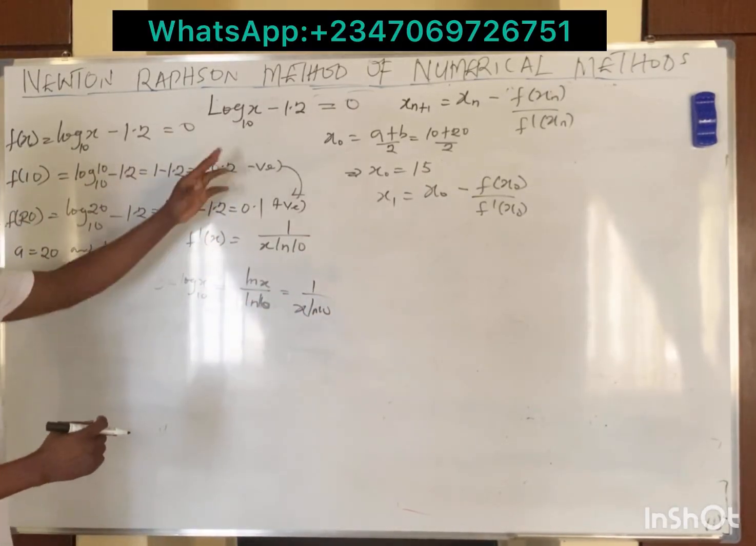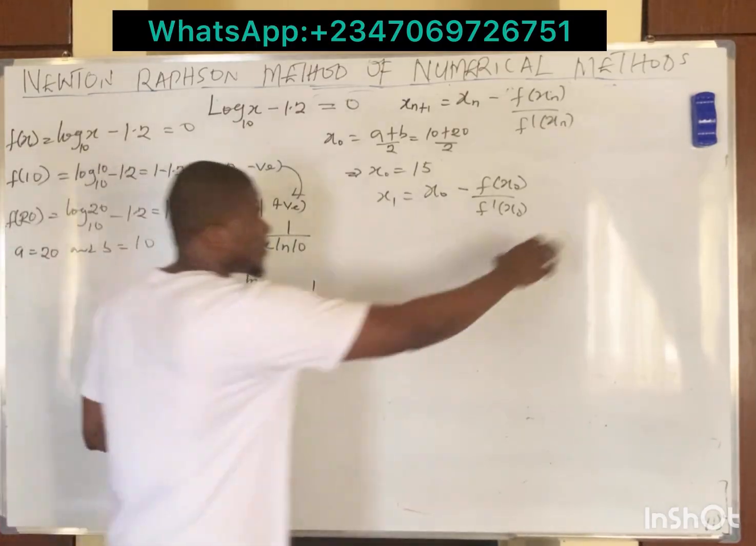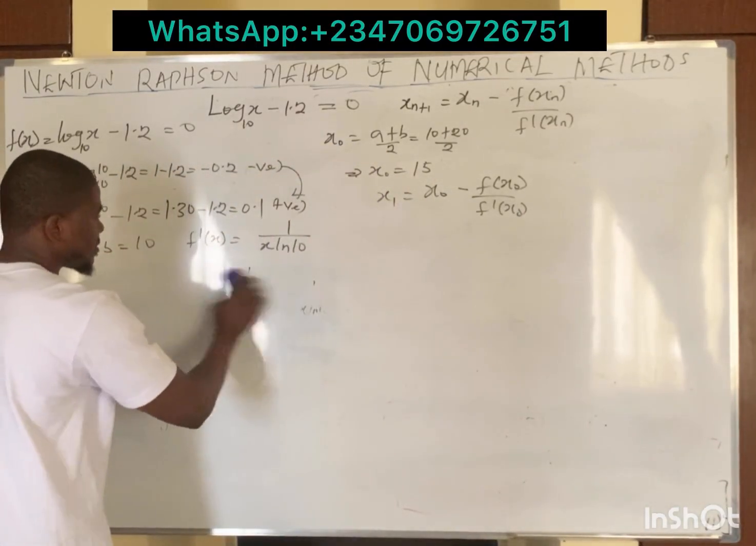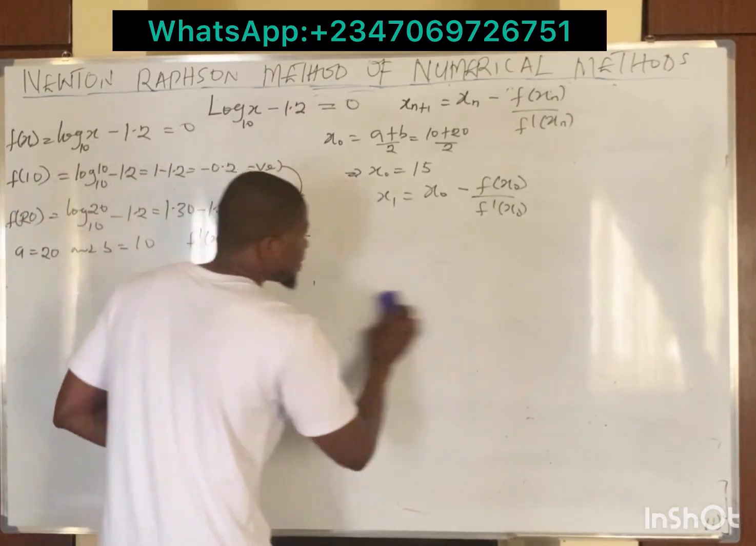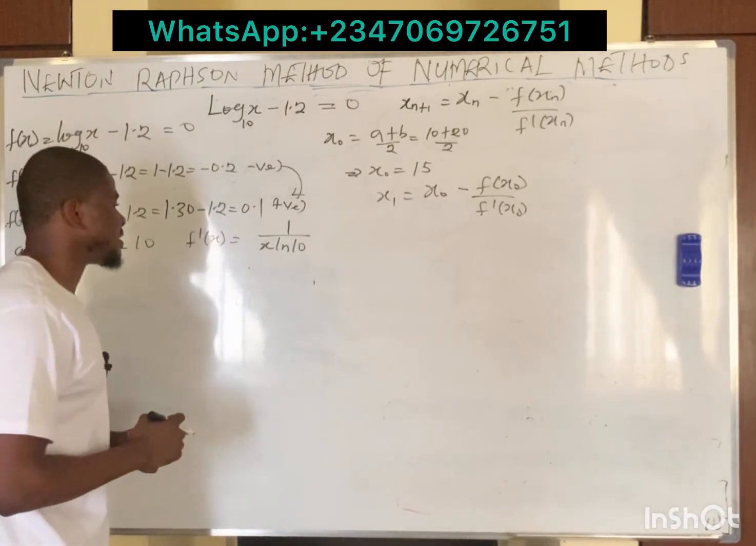So the derivative of log x to base 10 is simply 1 all over x ln 10. That means f prime of x is simply 1 over x ln 10.